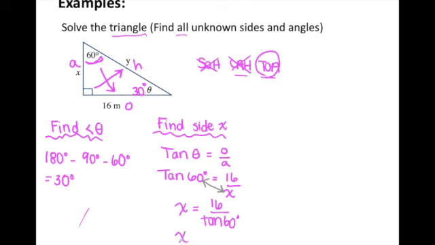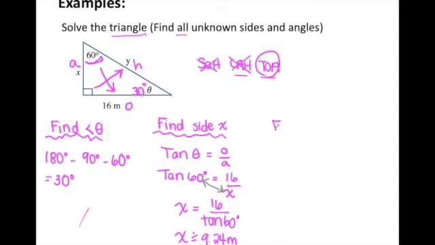Now, all you're going to do on your calculator is press 16 divided by tan of 60, and you should get approximately 9.24 meters. Make sure that you put that meters there if it is given to you up in your triangle above.